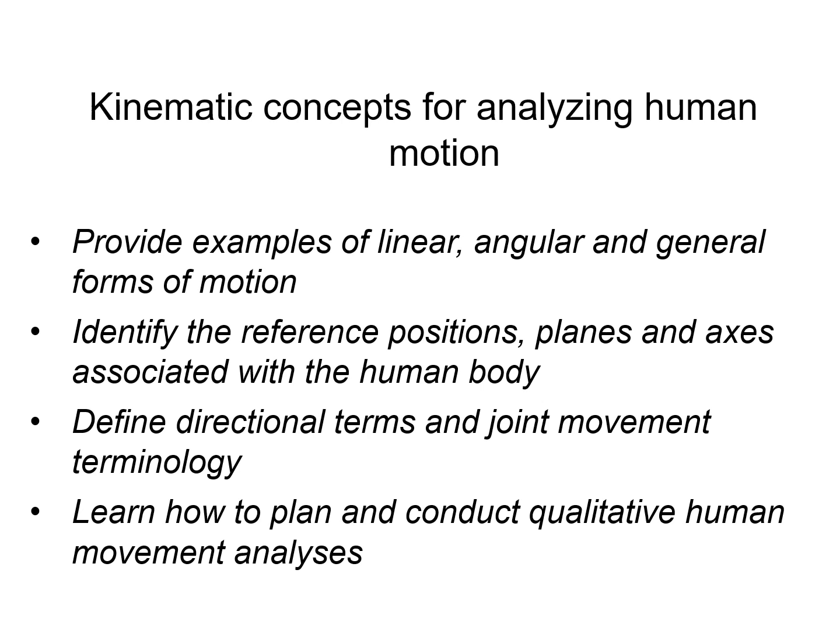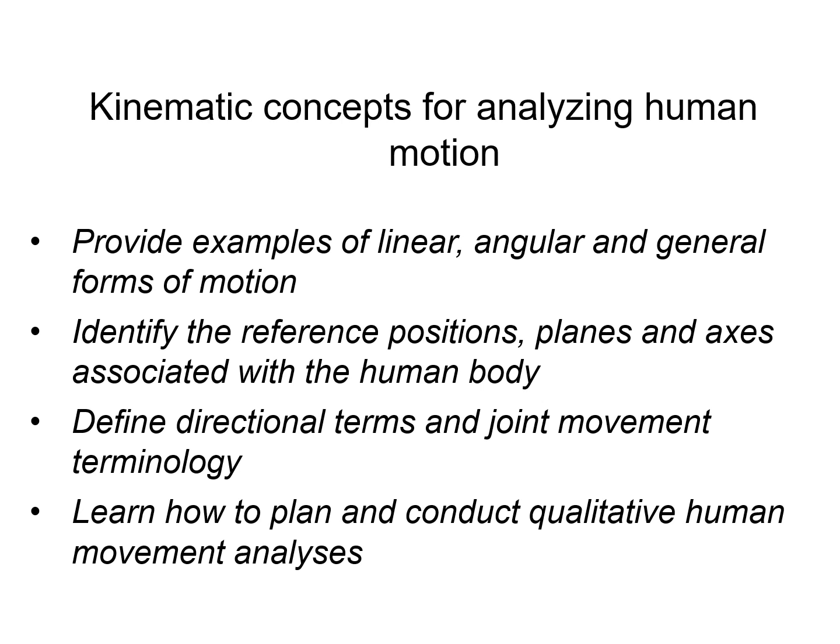For this second lecture, we're going to be talking about some kinematic concepts for analyzing human movement. I'm going to provide some examples of what linear and angular movement are. And basically, when we combine linear and angular movement, we have general movement or general motion. We're also going to look at our reference positions from the anatomical reference position and our three planes and axes associated with the human body. And then we'll look at some directional terms for joint movement terminology.